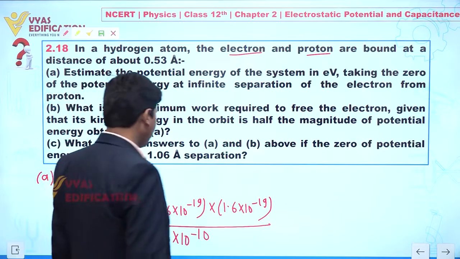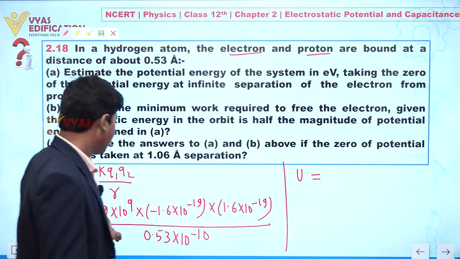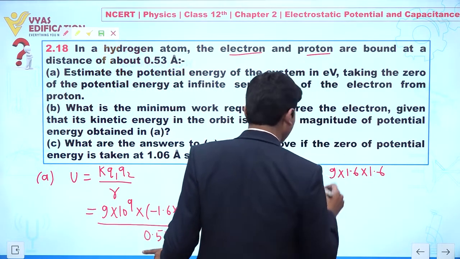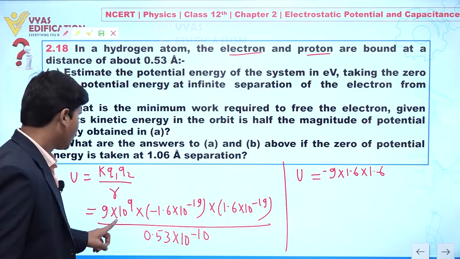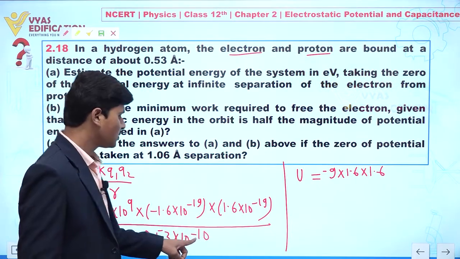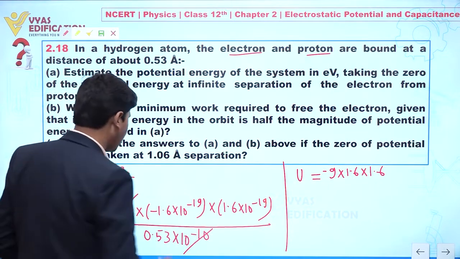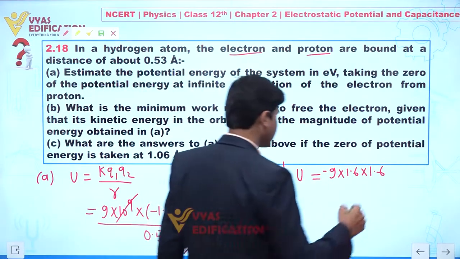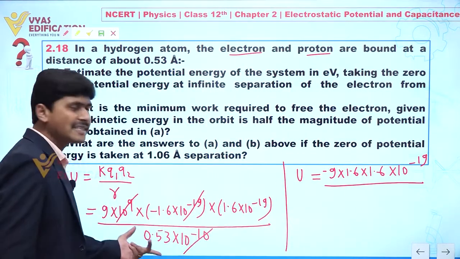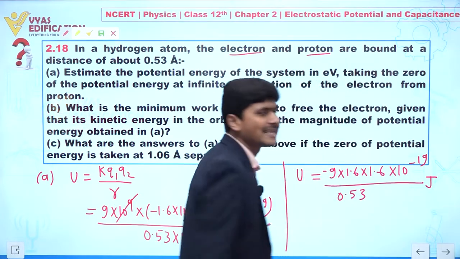So now we can write the value of U as minus 9 into 1.6 into 1.6. Now we have 10 to the power 9, minus 19, minus 19, and 10 to the power minus 10 in the denominator. So the powers combine to 10 to the power minus 19, divided by 0.53. But the important part is that here we will get the answer in joule.